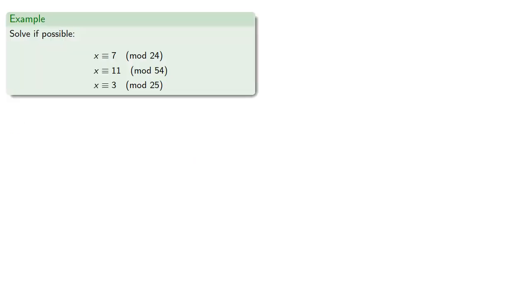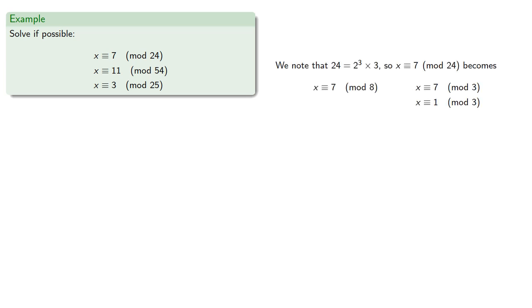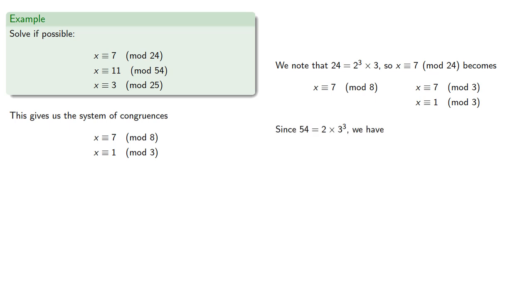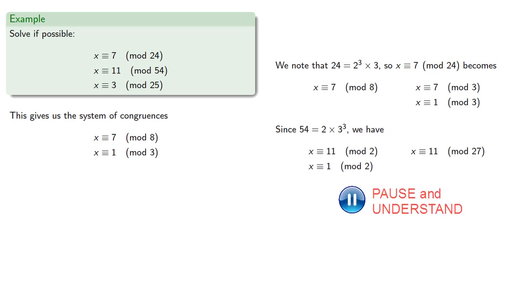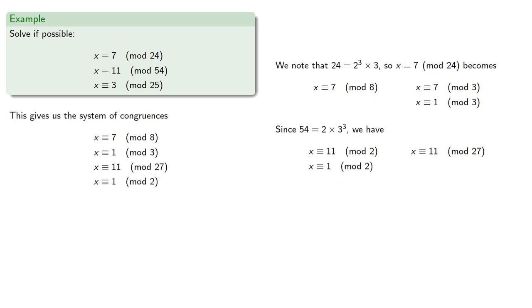So let's take a system of congruences like this. 24 is 2 cubed times 3, so x congruent to 7 becomes Since 54 is 2 times 3 cubed, we can rewrite this as a system of congruences mod 2 and 3 cubed. And finally, since 25 is a prime power, we'll leave this congruence in its original form, and this gives us a system of congruences.